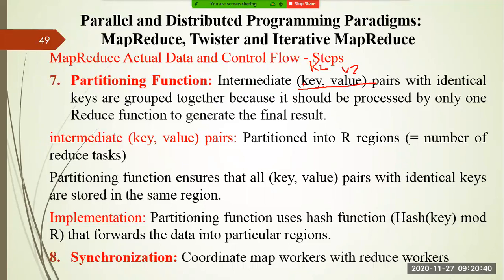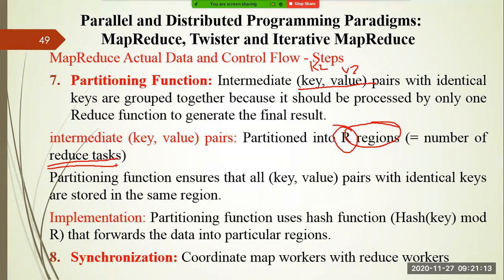Okay, so the intermediate key value pairs produced by each map worker are partitioned into R regions, where R is nothing but the number of reduce tasks. If the same key is there, then you put it in the same region. If a different key is there, then you put it in a different region. Like that, we assume R regions are there, which is the number of reduce tasks. Okay, and how are you going to implement it?